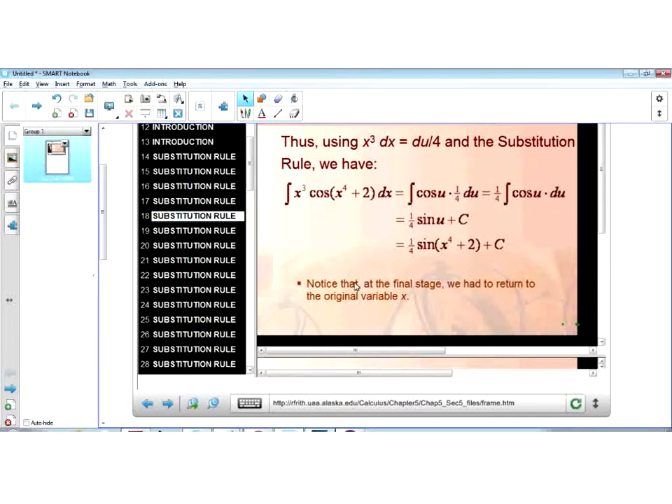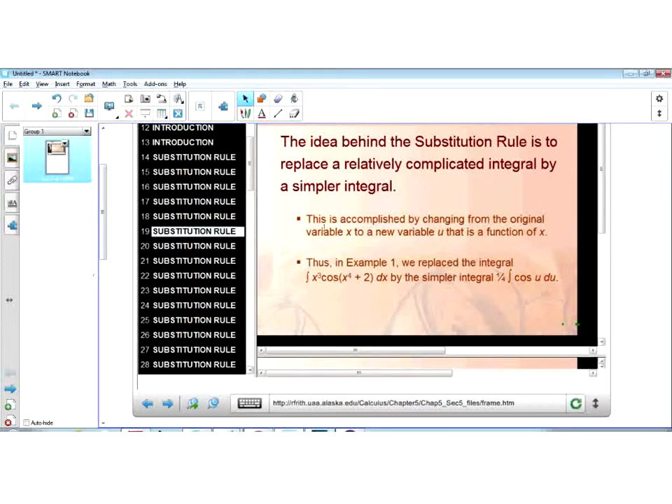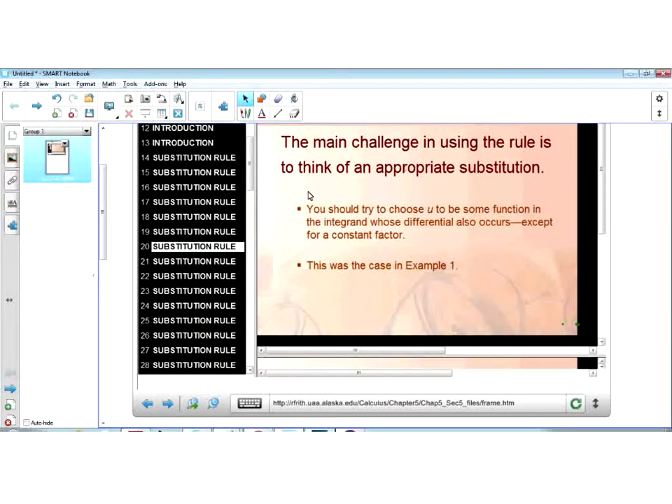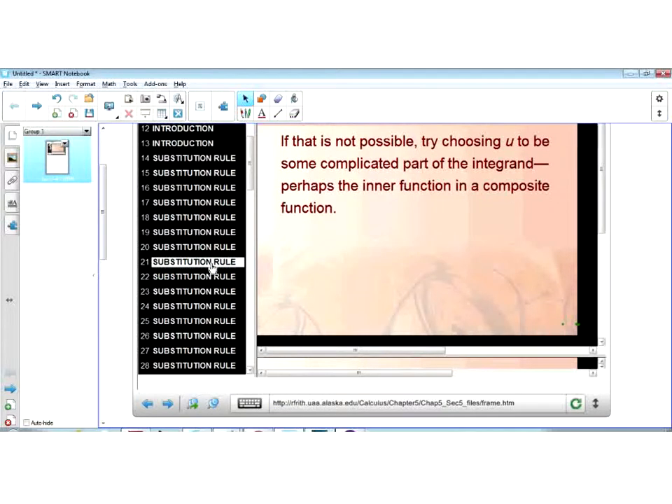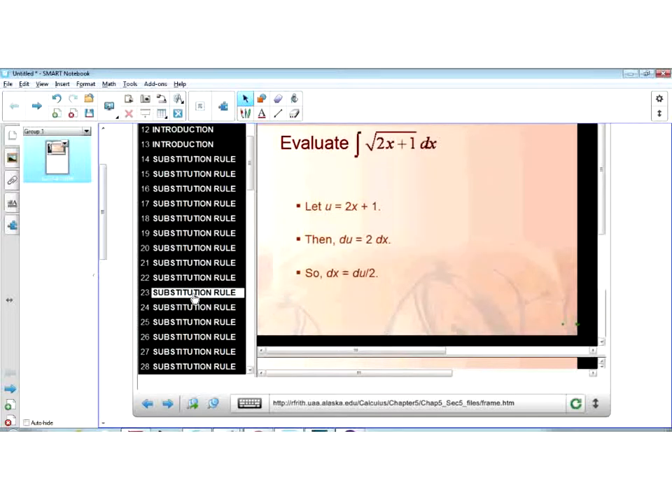So yeah, here we go. All right. So the main challenge in using the substitution rule is to find an appropriate substitution. So oftentimes you'll have to do a trial and error approach with your substitution. You may try one substitution and it doesn't work, so you'll have to try an alternative substitution. So there's a little bit of trial and error involved. So it is a bit of an art. There's no theory which tells you.